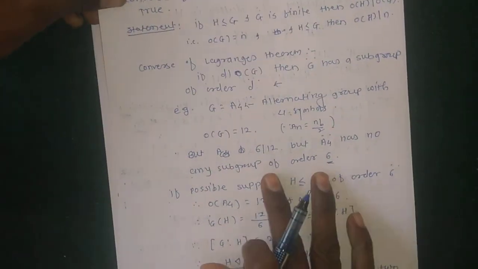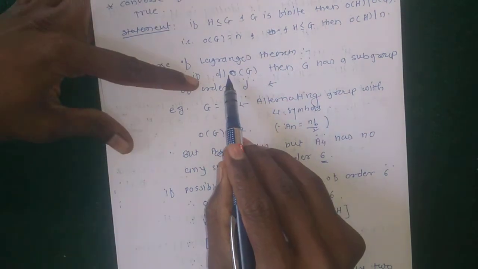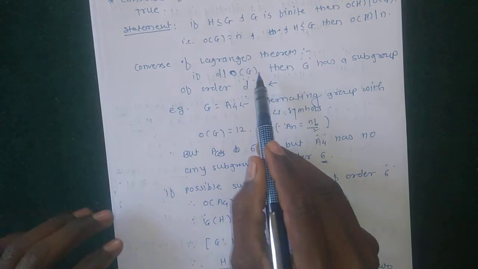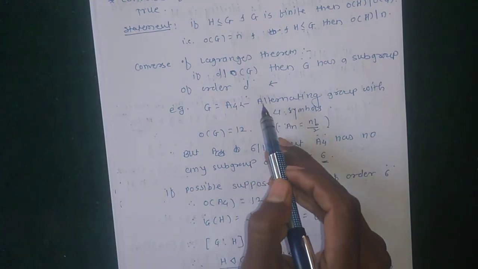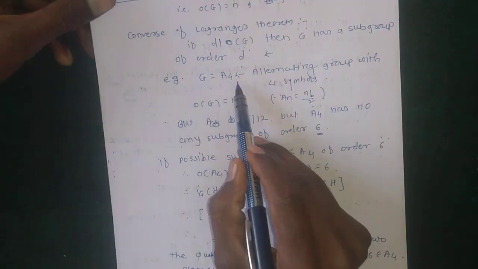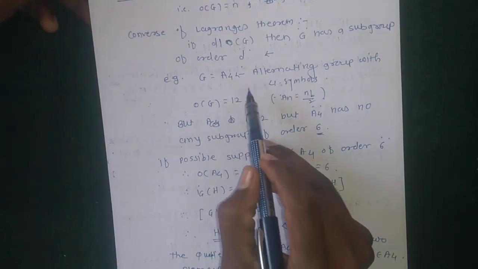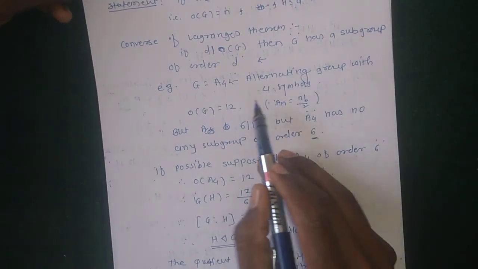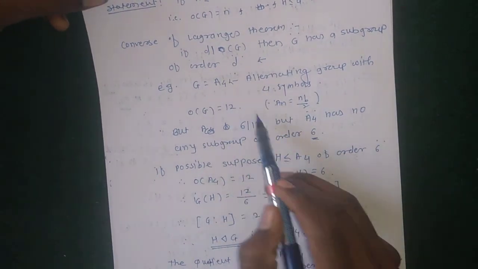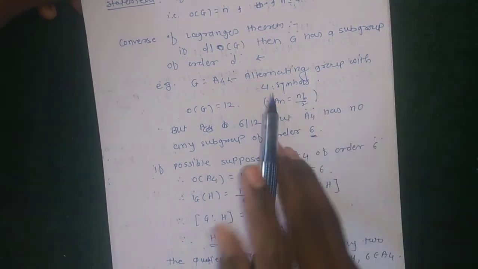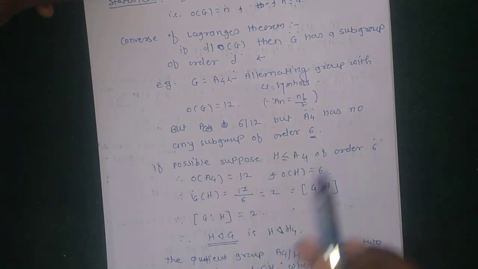So how to prove this theorem? Here converse of Lagrange theorem is, if any element divides order of G, then G contains a subgroup of order D. Okay, for this here counter example is G is equal to A4 alternating group, and alternating group A4 is of order 12. Okay, but 6 divides 12, 6 is divisor of 12, therefore A4 contains a group of order 6. This is not possible because A4 has no subgroup which has order 6.